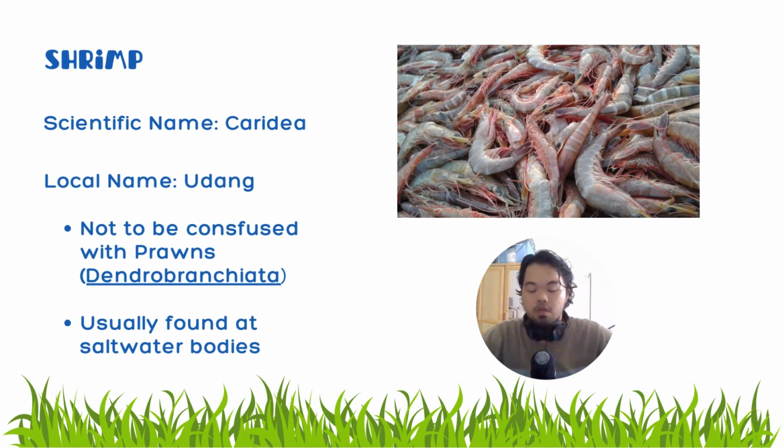Hello, my name is Ikmal, and for my study, I'm going to talk about shrimp. So, the scientific name for shrimp is Caridea, and the locals call it udang. It is not to be confused with prawns, which are known as Dendrobranchiata. Shrimps are usually found in saltwater bodies, but they can also be found in freshwater bodies as well, though they are usually found in salty bodies.